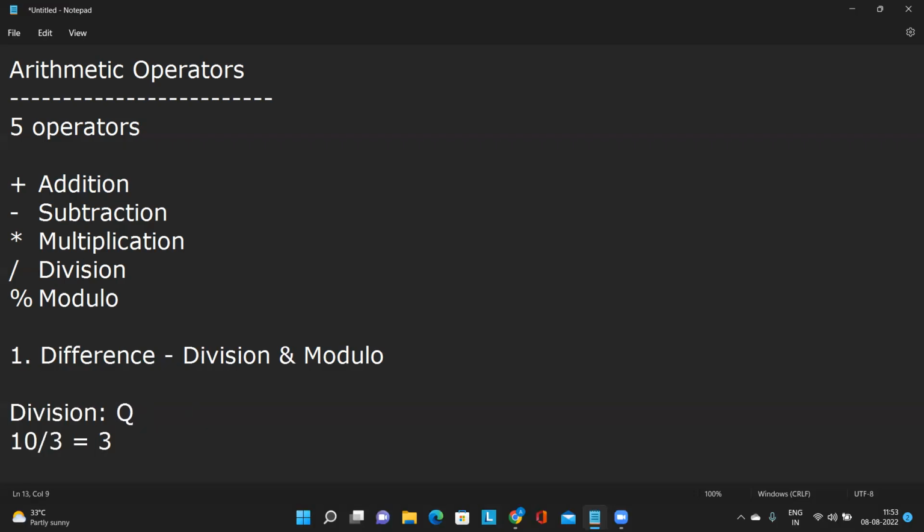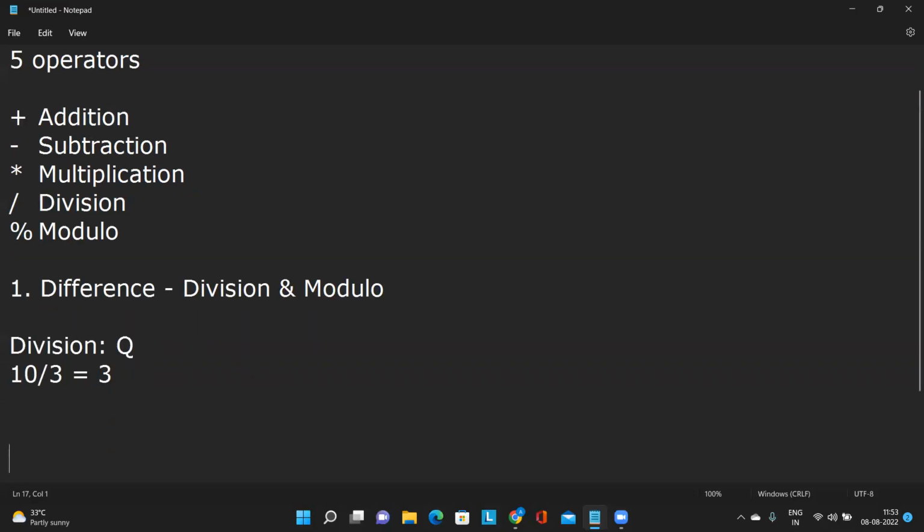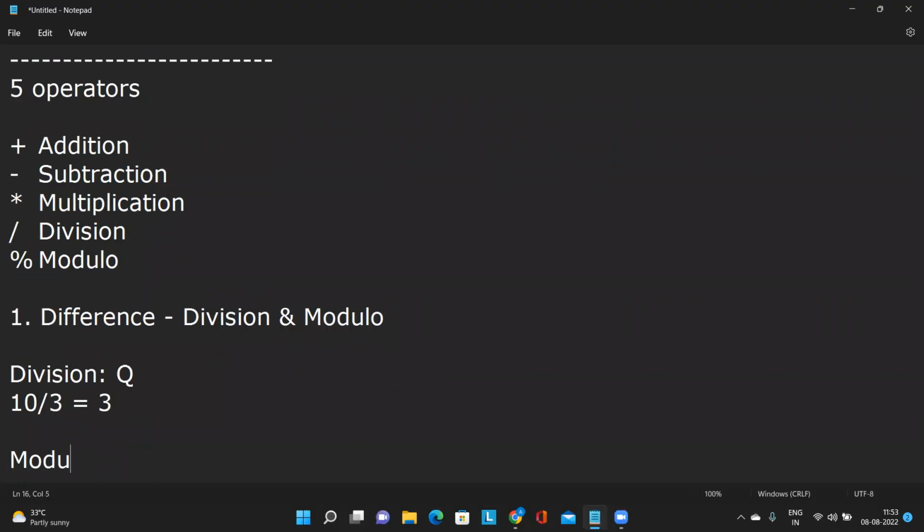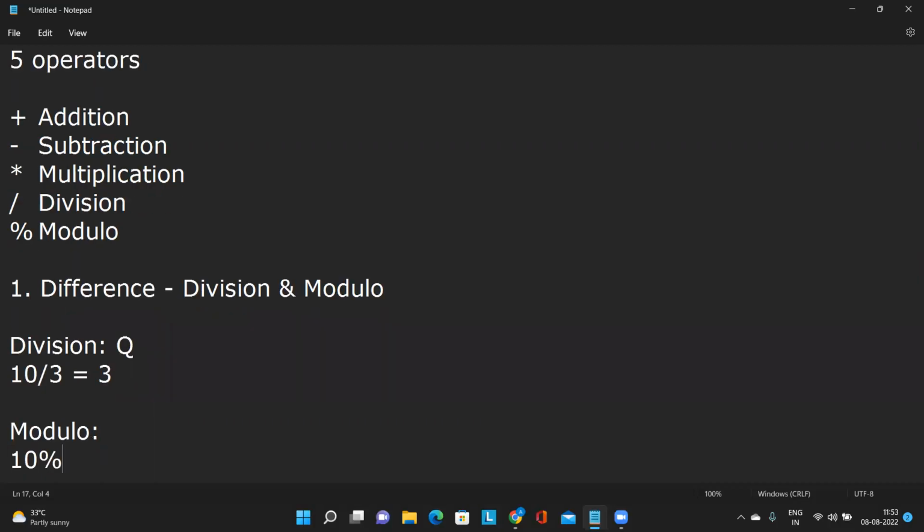Now the same type of operation using my modulo operator. I'm going to say 10 modulo 3. This is also going to perform the division, but what is it going to return? It is going to give the remainder of the division operation. Whenever it performs the division, it returns the remainder value.